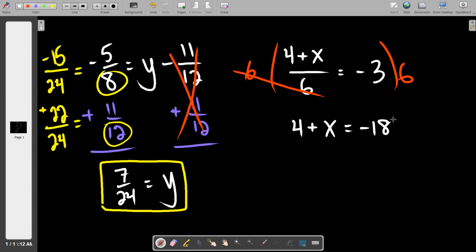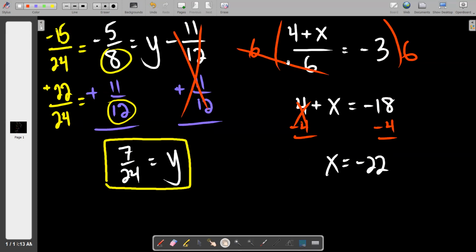And now we're back to one more step to go. Morgan, what should we do from here? Totally. Yeah, subtract 4, close it off, subtract 4, close it off, cancel, drop. X equals what? -22. Good. We good still? All right. You see that we've now entered the world of two-step equations.